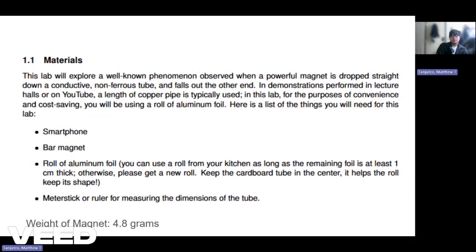The materials used include smartphones for our magnetometer, a bar magnet of roughly 4.8 grams, which will be important for calculating how fast it should fall when not in a foil tube, a roll of aluminum foil for the tube we use in the experiment, and a meter stick or ruler for measuring the dimensions of the tube.